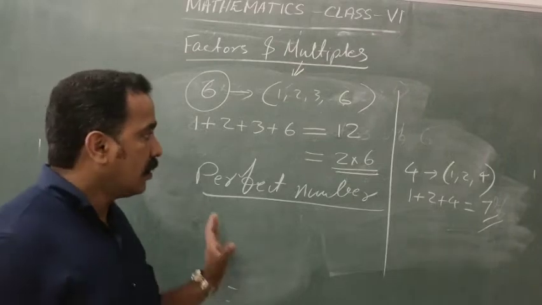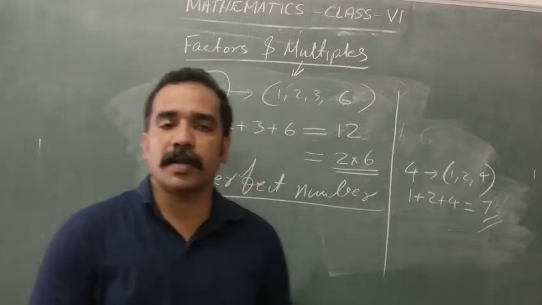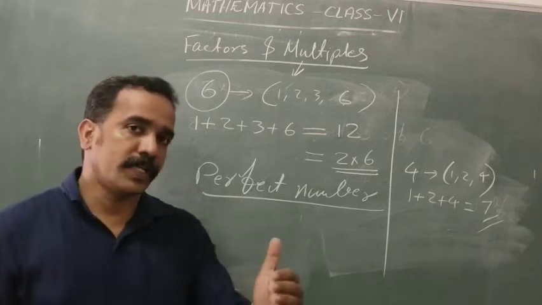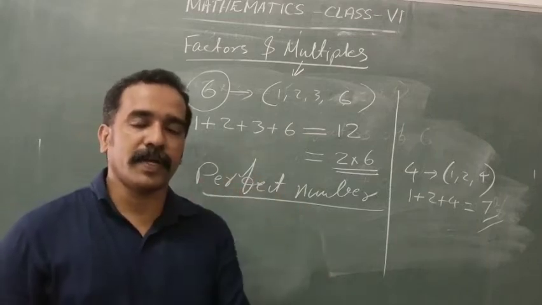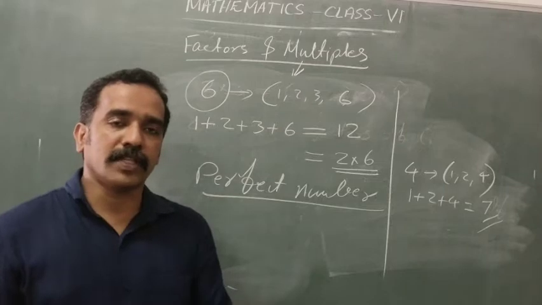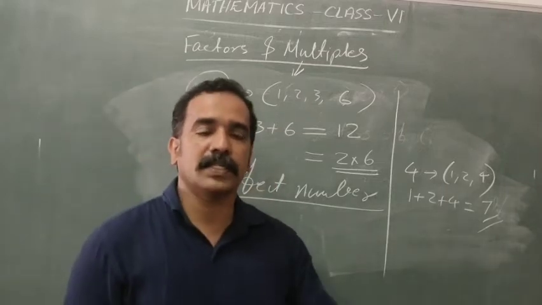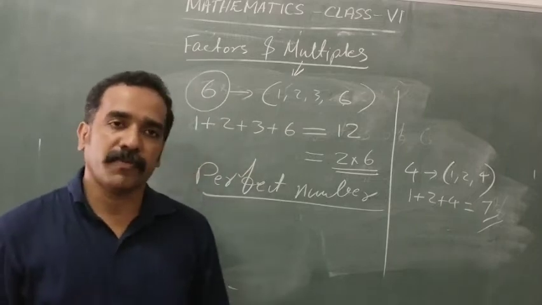And you can check some other numbers also at home for perfect numbers. You take some number, write down the factors and add. If you are getting the sum 2 times the original number, then that number is a perfect number.